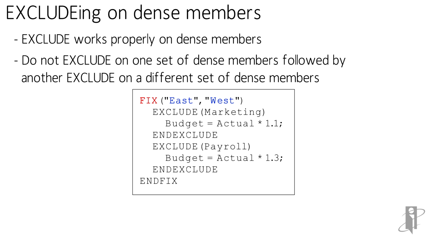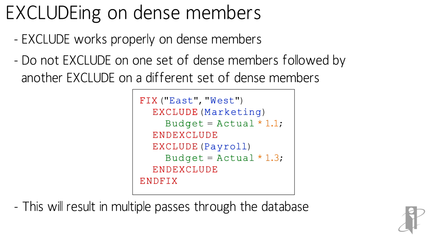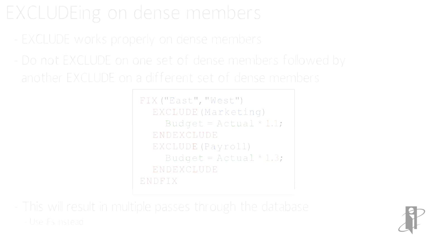Problem two, though, is that first block, exclude marketing, budget equals actual times 1.1, end exclude, that operates as one pass through the database, pulls in all the east and west blocks, other than the marketing member, goes and ups the budget 10% greater than actual. Then it writes all those blocks out, gets to the next exclude, reads all those blocks back in again for east and west, sets everything but payroll for budget 30% greater than actual, and then writes all those out. So a couple of problems. One, multiple passes through the database. Two, you're probably operating on multiple members multiple times without realizing you're actually doing it.